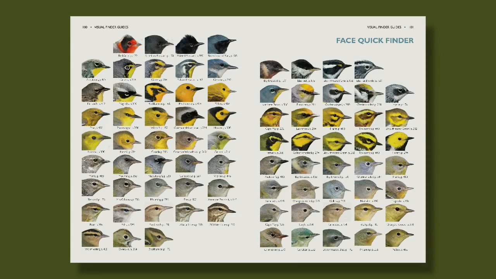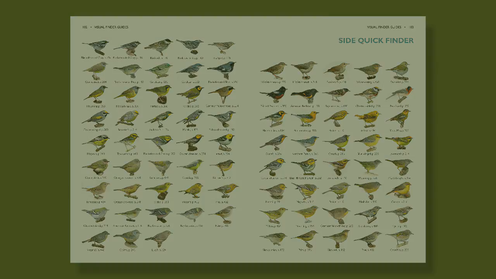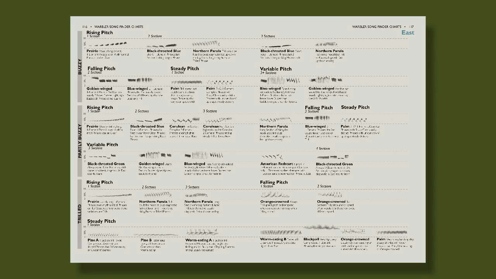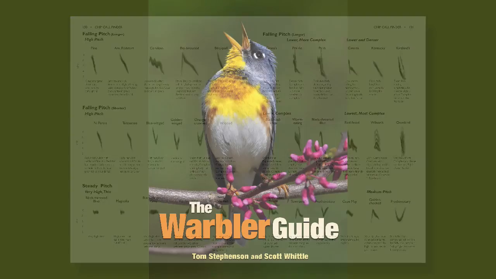So these quick finders, both the visual and audio, can be really useful tools in both navigating the book and also quickly coming to an ID for a bird that's unfamiliar. It's one of the many features of our guide that will help you become a better birder.